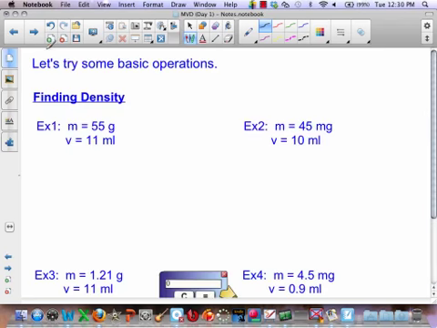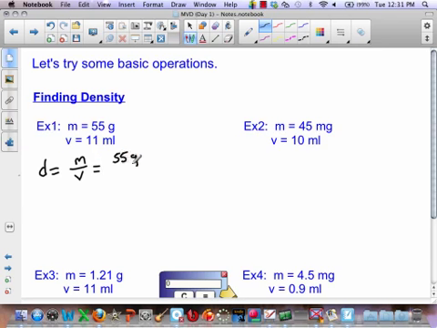All right, let's do a couple examples here. Look at example 1. What are we solving for? Solving for density. So density is mass over volume. D is 5.